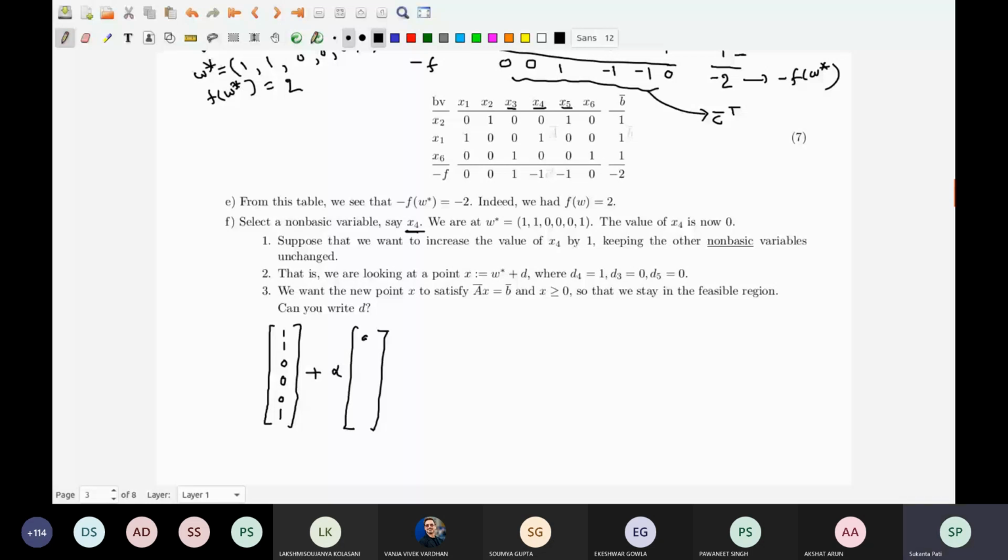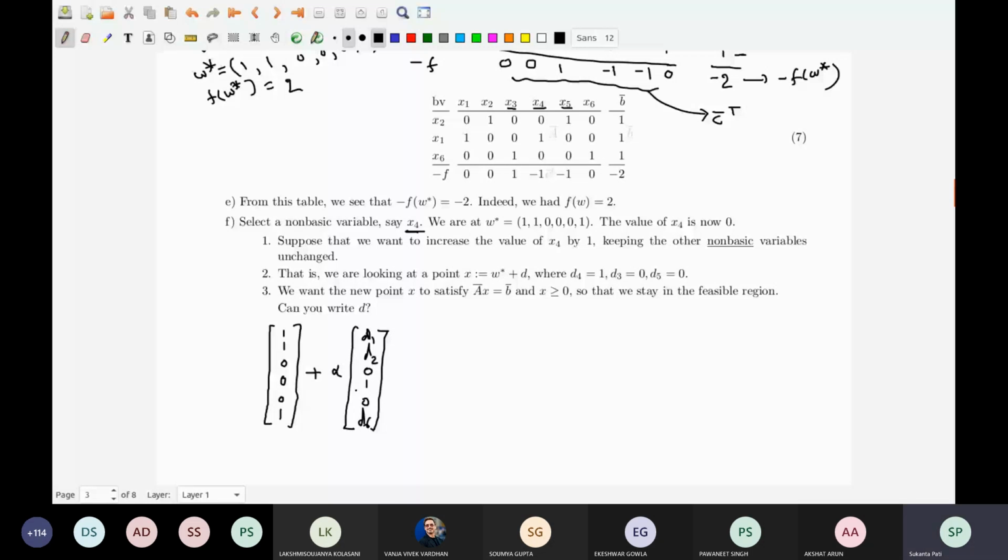0, 1, 0, D6. What does it mean? Now I want to move out. Since I have selected x4, and look, x3, x4, x6 were the three non-basic variables. Out of that, I have selected x4 and chosen to increase its value, but I have chosen to keep the other non-basic variables the same. That means 0 only. And this is a type of direction I am looking to travel.